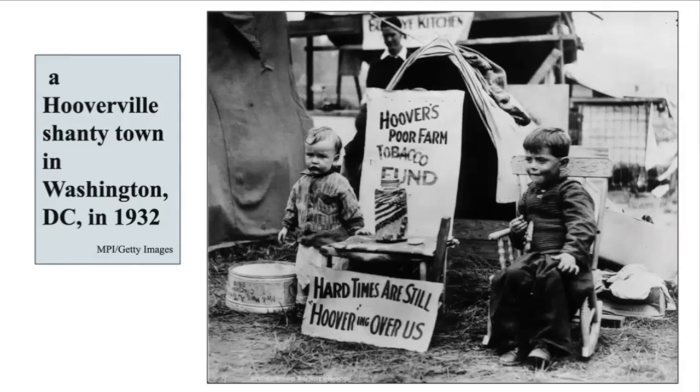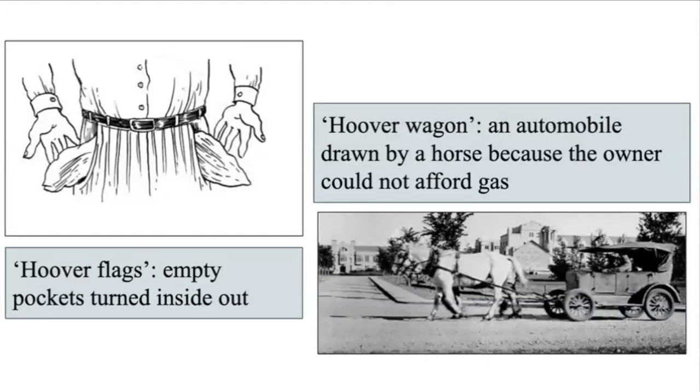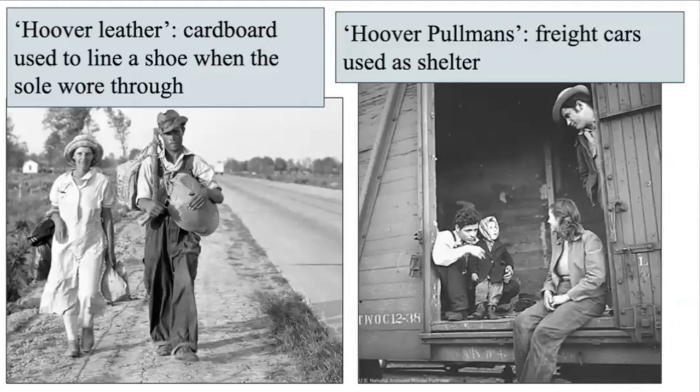The lower sign between the two children here on the slide reads, "Hard times are still hoovering over us." A Hoover blanket was an old newspaper used when sleeping in shelters or outdoors. Hoover hogs were wild armadillos caught for food. Hoover flags were empty pockets turned inside out because they had nothing in them. A Hoover wagon was an automobile drawn by a horse because the owner could not afford gasoline. Hoover leather was cardboard used to line a shoe when the sole wore through because these people were walking hundreds of miles. Hoover Pullmans were freight cars used as shelter.